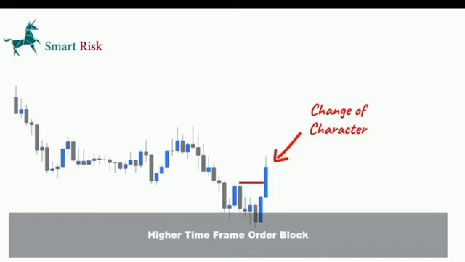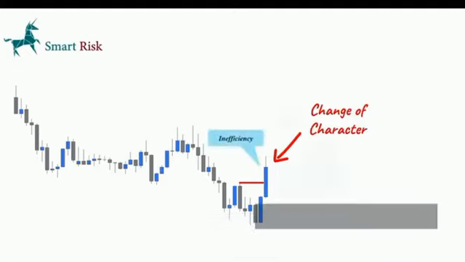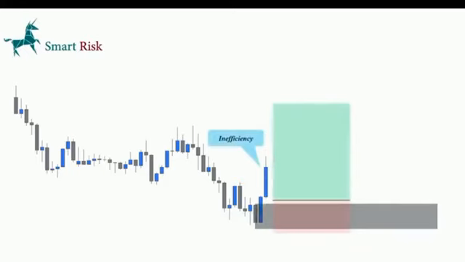Usually, we witness two common patterns, and this is the way we place our orders. The first pattern is when the change of character move creates inefficiency and a valid order block. So, we place our order a spread size above the order block, and put our stop loss a couple of pips below the lowest point of the zone.